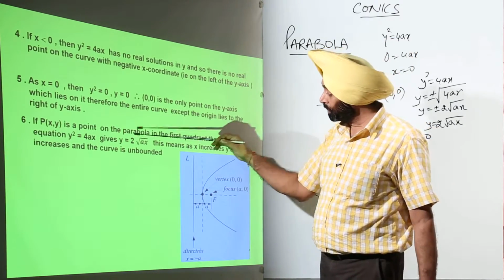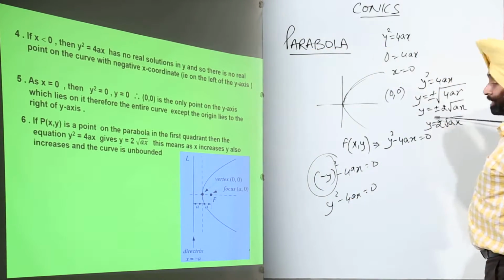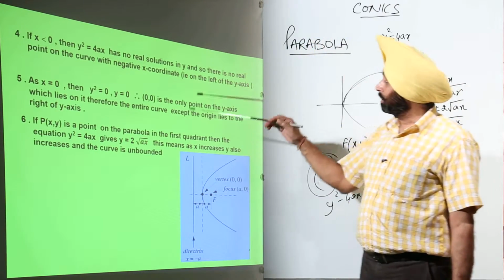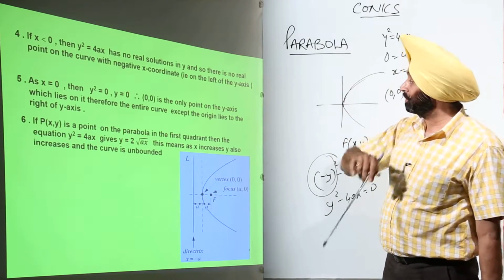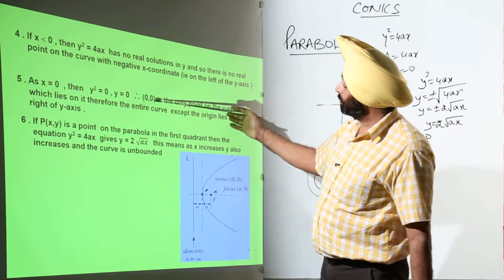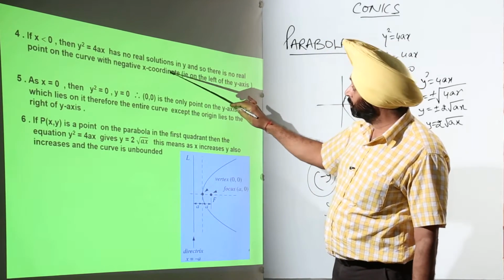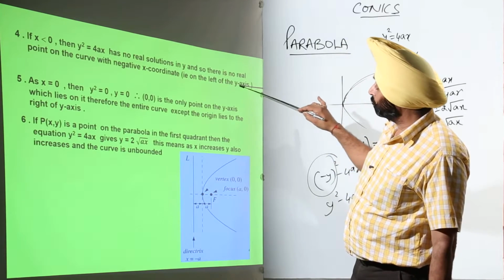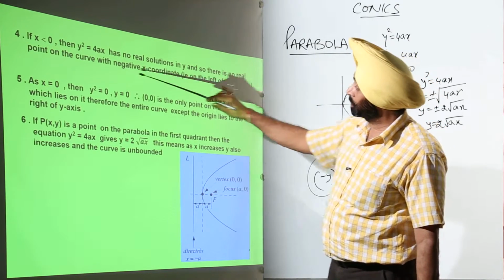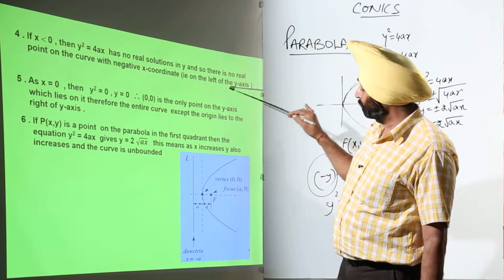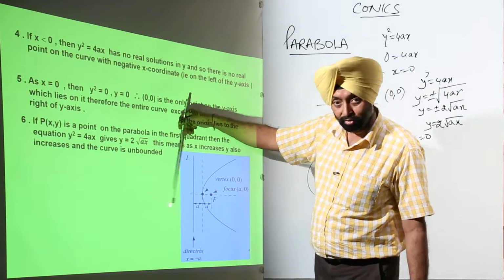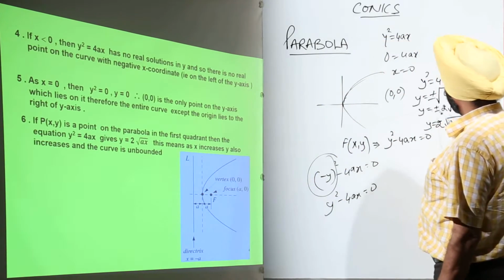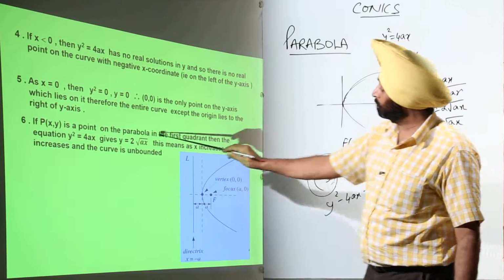Now can anybody tell me why I have not used the negative part? Yes, nice, I got an answer in a very low voice. Above we have written that the curve with negative coordinates on the left of the y axis, we can't go this side, we will have only this side. It means we are only in the first quadrant. That's why we are using only this part.